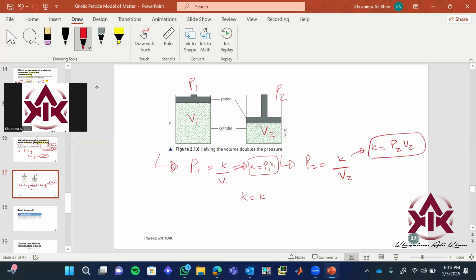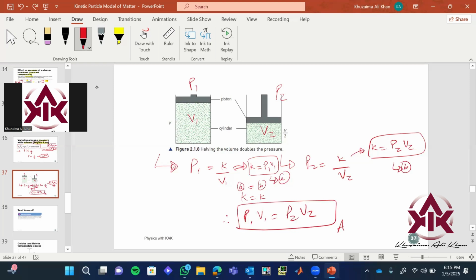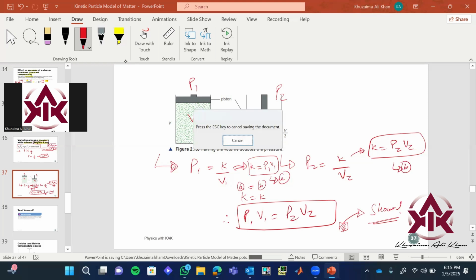Let's say this is equation A and this is equation B. You can equate both the equations, equation A equals equation B, right? So you will have the following relation: P1 V1 equals P2 V2. You have a question in the next slide that will explain how it is used. Therefore, shown. This is a mathematical symbol which means shown. Okay, so now let's go and solve a question.